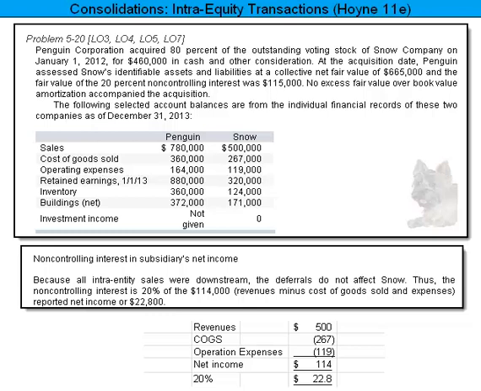Keep in mind, though, if you're making these transactions, most of this you'll be able to see on the worksheet, and that's probably the best way to approach solving these questions. Go ahead and make up all the entries as you go.